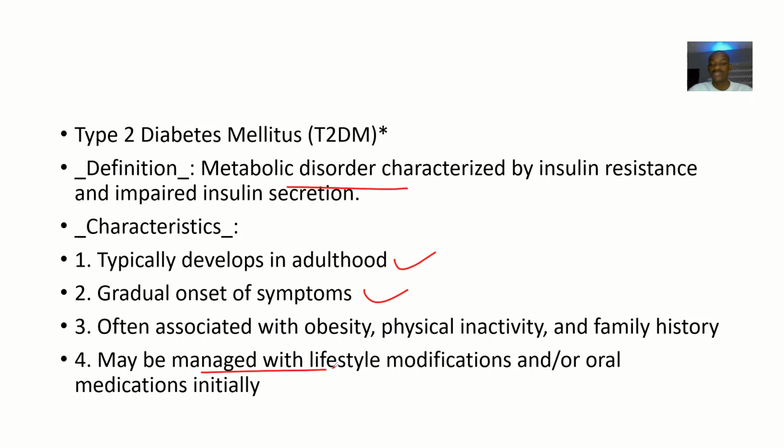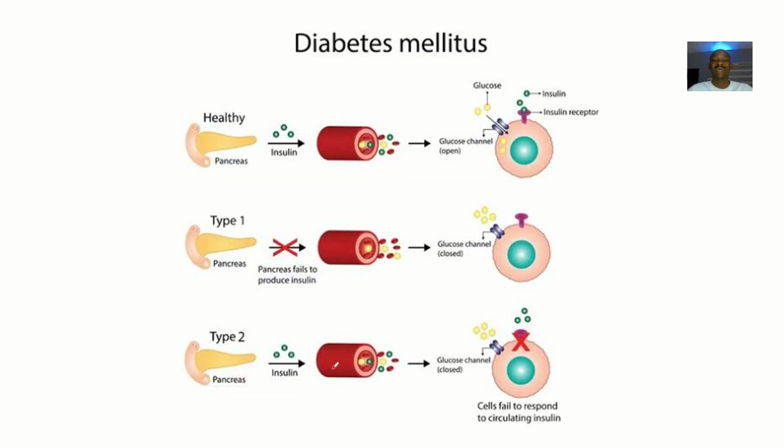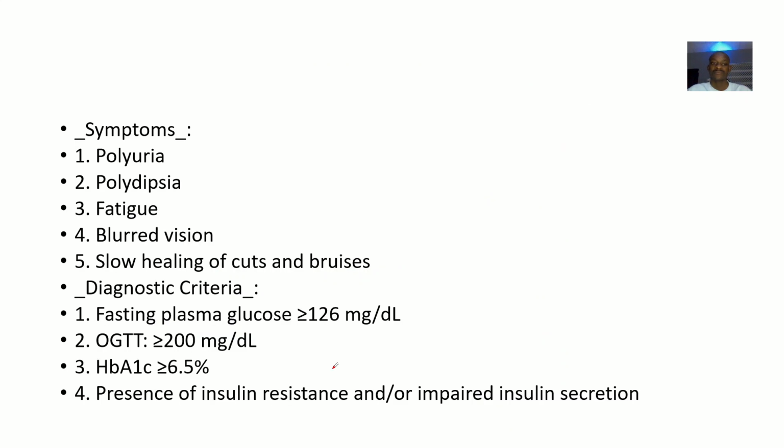It may be managed with lifestyle modification or oral medications initially. So type 2 is kind of less severe. You get it now. Symptoms: there's polyuria, polydipsia, fatigue, blurred vision, slow healing of cuts or bruises.